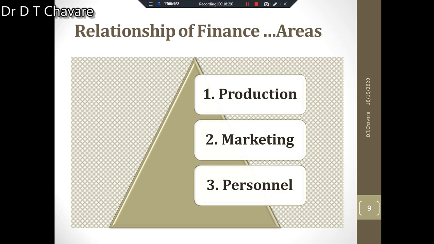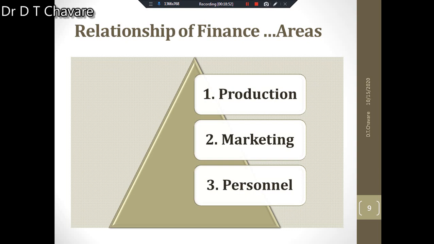And the last area of management we have to understand is the personnel area. The personnel area plays a key role in the organization. The decisions regarding wage bills, allowances, monetary and other benefits given to the employees entirely depend upon the financial position of the business.